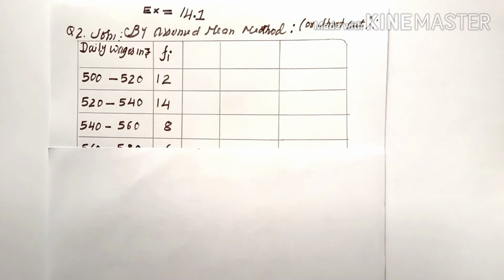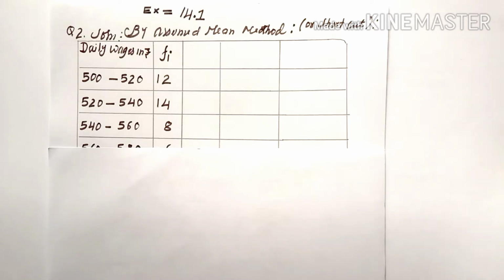Chapter 14, Statistics, Exercise 14.1, question number 2. Please refer to the questions in your textbook. Here we need to find the mean by using any method. Among the three methods, I'll be taking the assumed mean method, which is also known as the shortcut method.